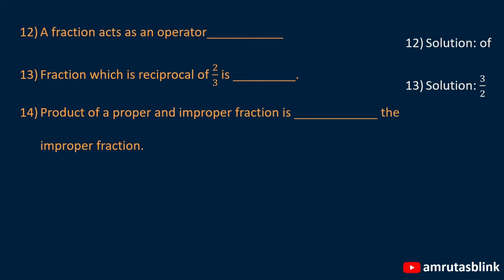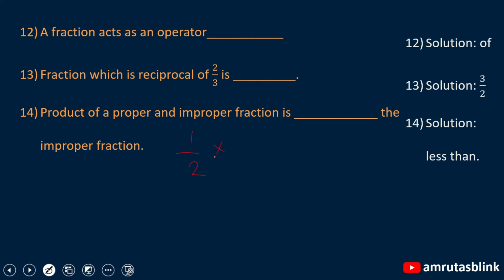Product of a proper and improper fraction is dash the improper fraction. Now what we need to find out is the product of a proper fraction and an improper fraction. So basically, let's say we have one proper fraction, that is, let's say 1 by 2, and we have one improper fraction, so it is 3 upon 2.